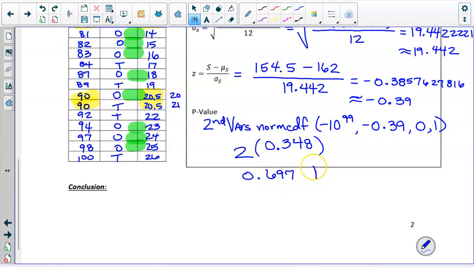0.697. Good. So now I take this, because that is my p-value right there, and I compare it to my alpha. My alpha on this problem is 0.05. This is obviously greater than, so we fail to reject the null.